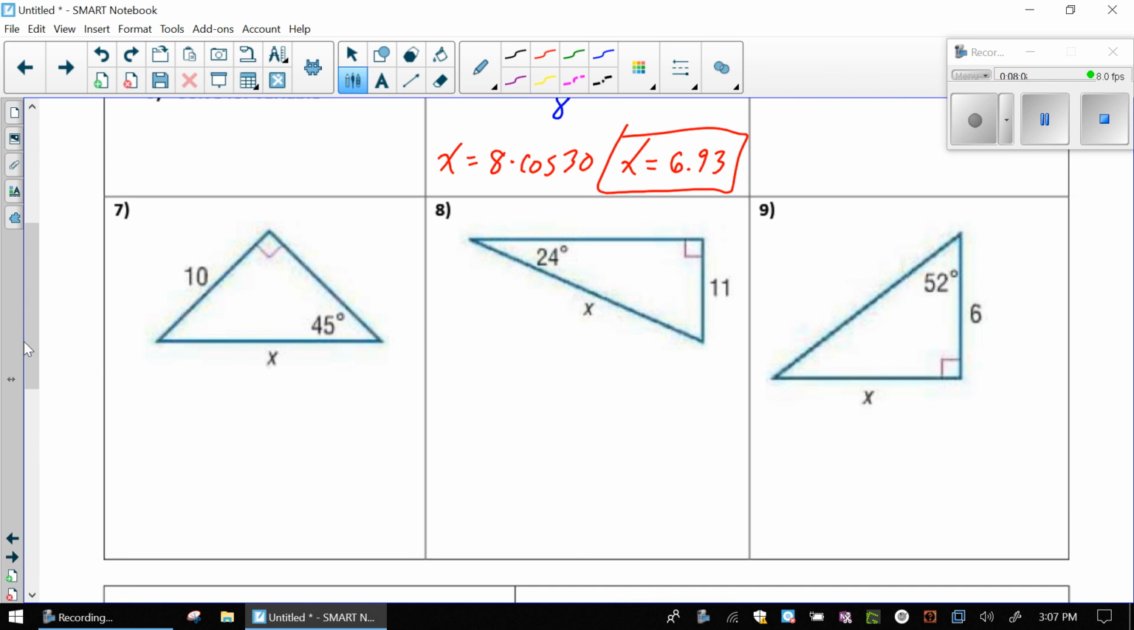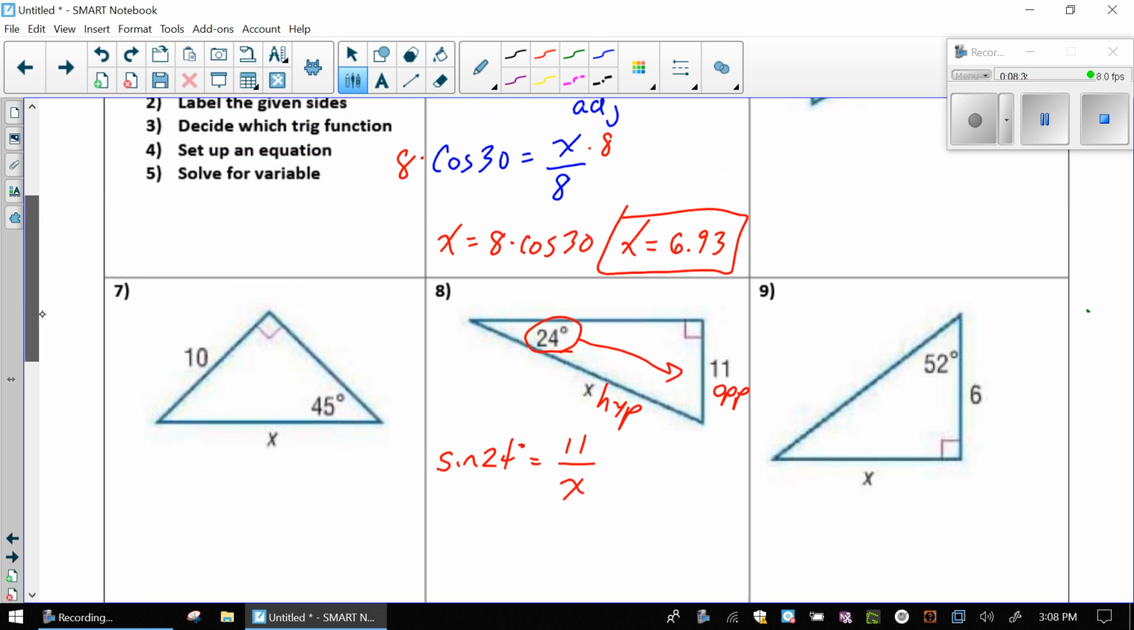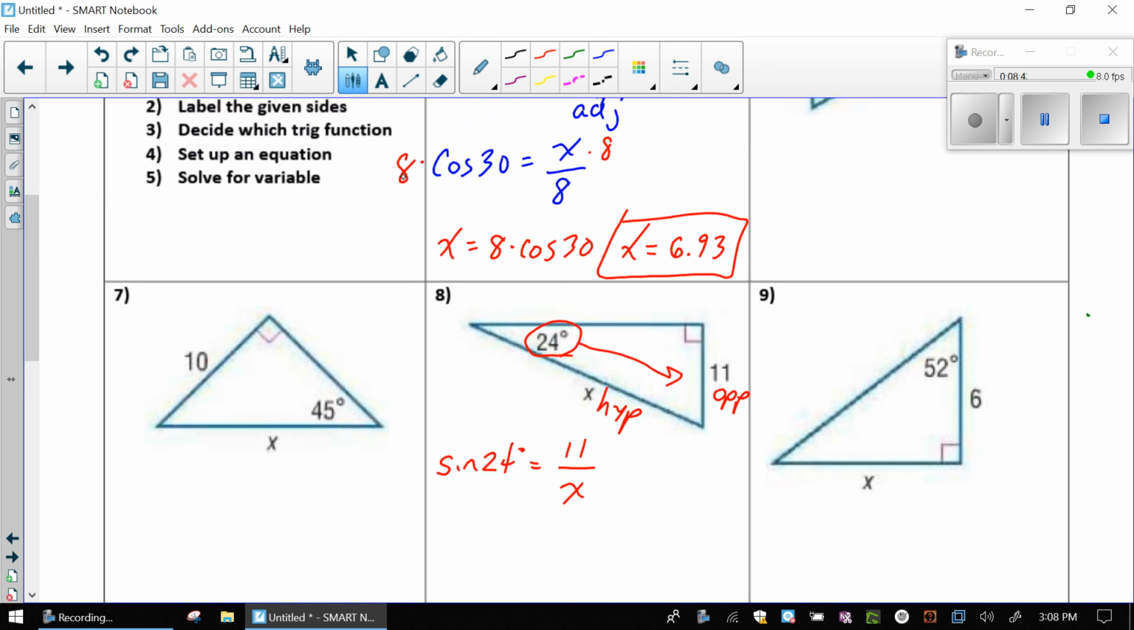Let's go ahead and do number 8. So here's our angle. Side we know is opposite. Side we want is hypotenuse. Which trig function compares the opposite and the hypotenuse? And hopefully you're saying that is sine, Mr. Chalmecki. So we set up our equation as sine of 24 degrees equals 11 over x. All right, now x is in the bottom here, and this is what threw you guys off a little bit sometimes. But you remember, it's the same thing like when we did up here. Whatever's in the bottom of that fraction, we just multiply both sides by it.